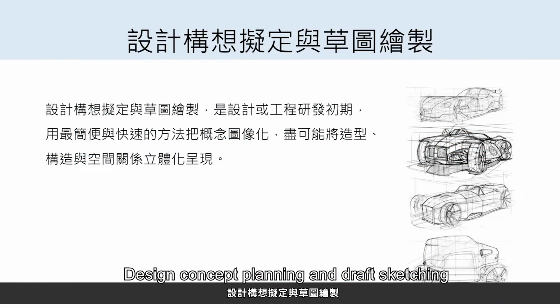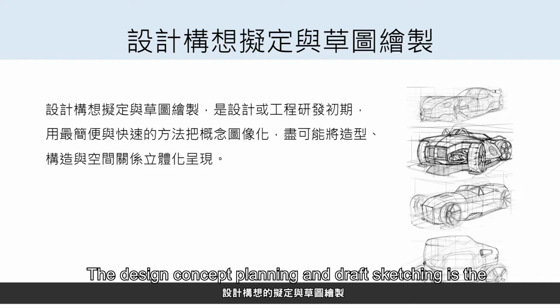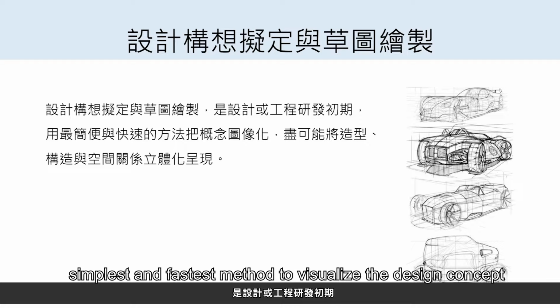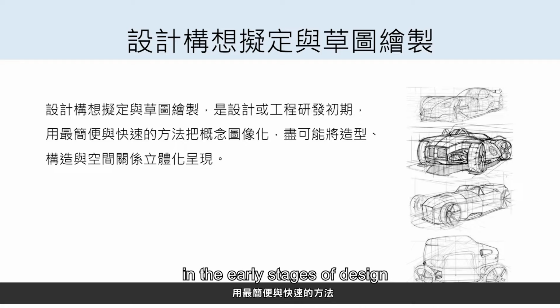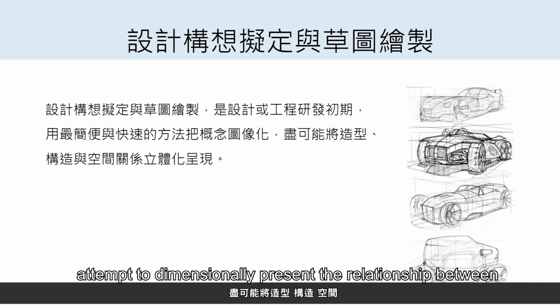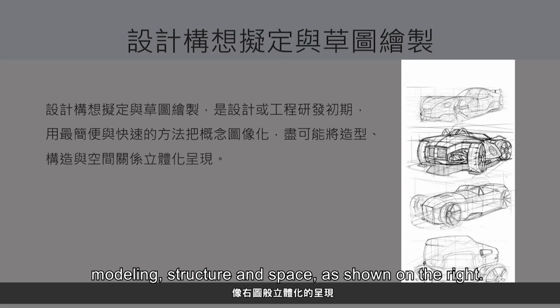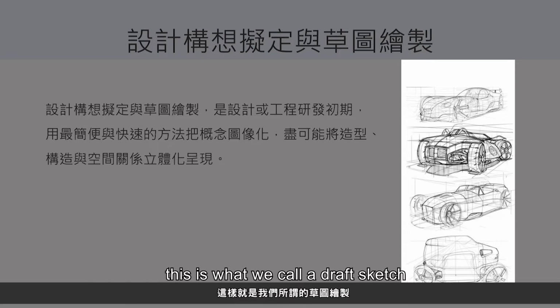Design concept planning and draft sketching. The design concept planning and draft sketching is the simplest and fastest method to visualize the design concept in the early stages of design or engineering research and development. Attempt to dimensionally present the relationship between the modeling, structure, and space as shown on the right. This is what we call a draft sketch.